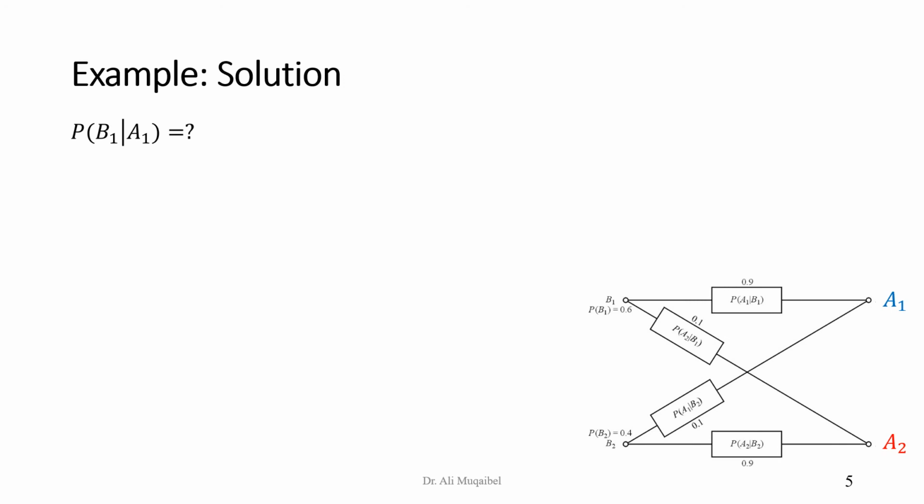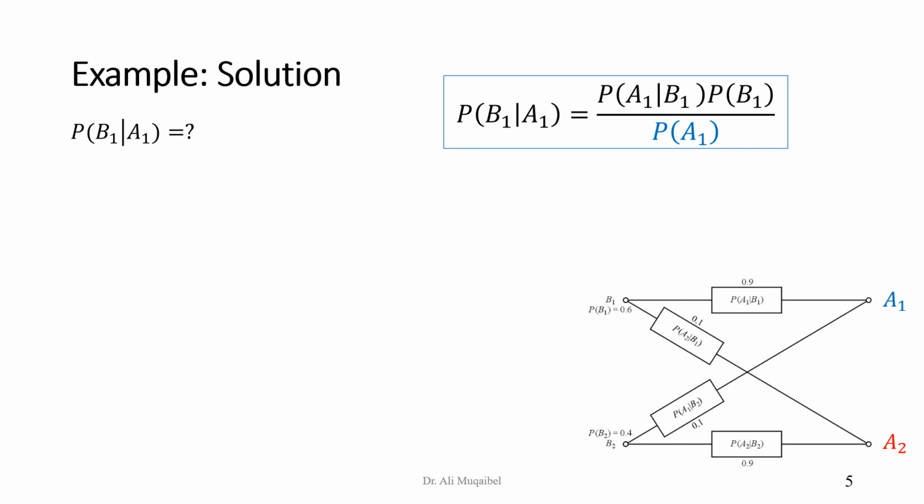So let's start with the first one. What's the probability of B1 given A1? If I write the expression for Bayes theorem, it looks like this. The probability of A1 given B1 times B1. So what do we know and what don't we know? What we know is this term is already known. This is 0.6, so this is not a problem. The probability of A1 given B1 is 0.9, so this should be no problem. This is given here. So what's the probability of A?